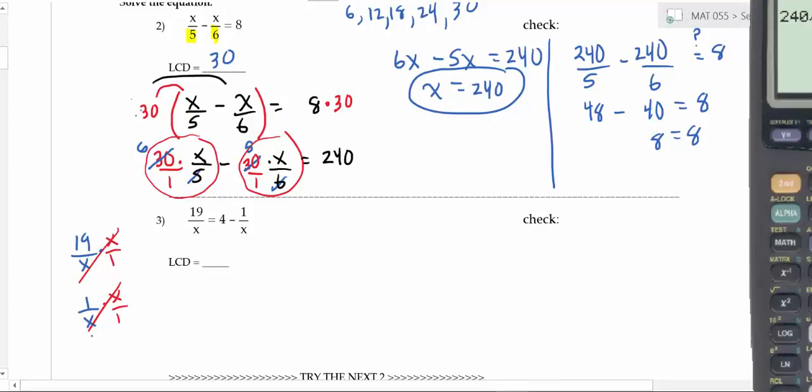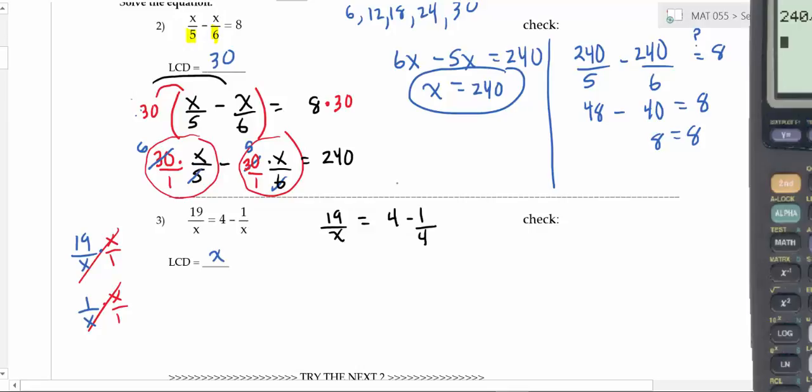It cross out. Okay, so if we multiply by x, we're going to end up getting rid of the fractions. You multiply by whatever it takes to get rid of those fractions. So what you want to do is write down the problem to start with, like we did on the first one. Just write it down. Don't do anything with it.